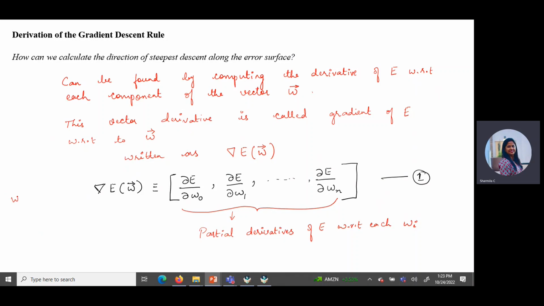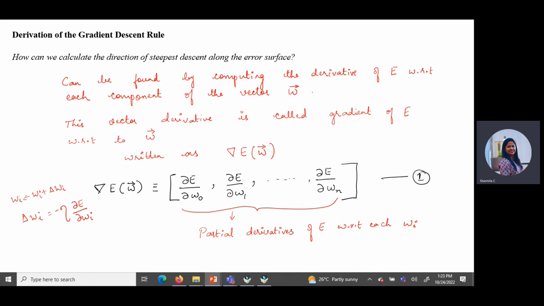So in the previous part we saw that Wi is updated as Wi plus delta Wi, where delta Wi is given as minus the learning rate times the derivative of E with respect to Wi. So this is what is evaluated here.